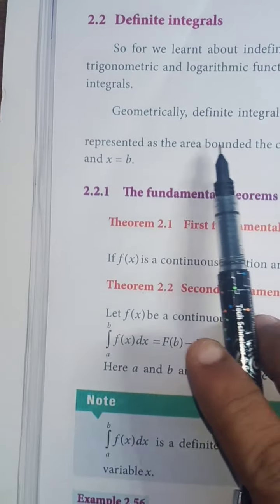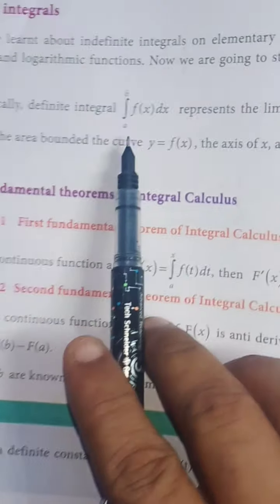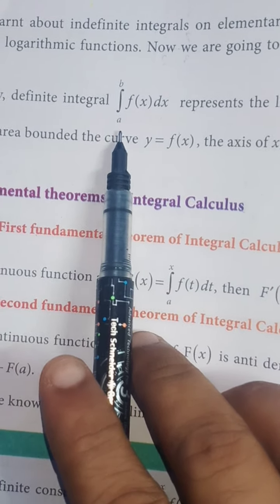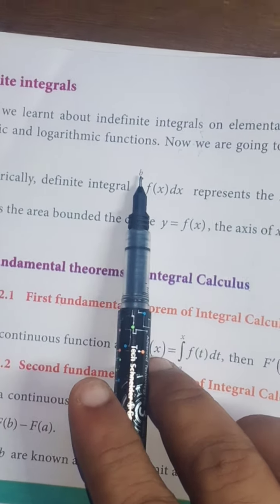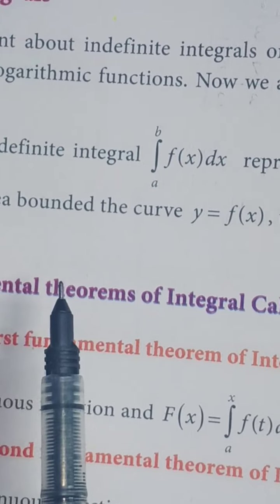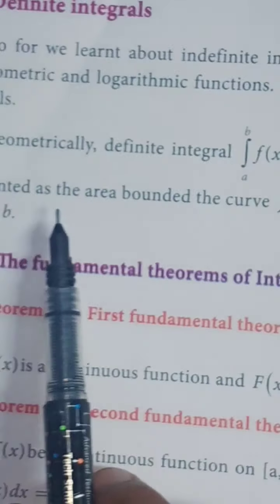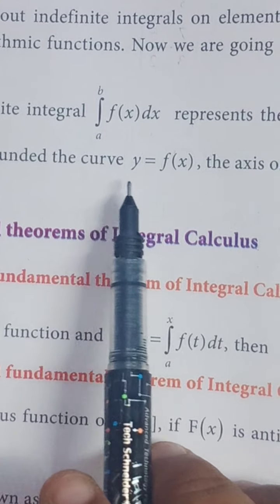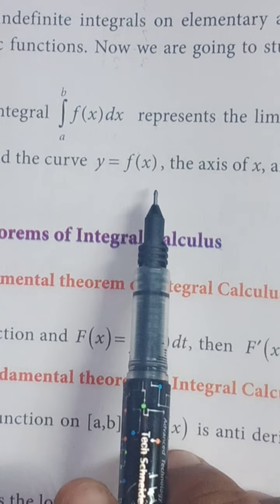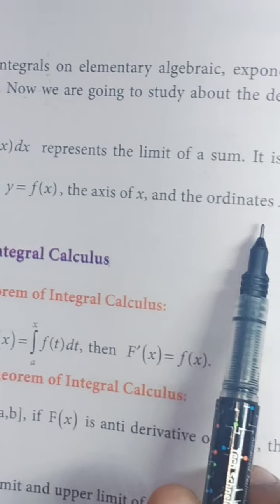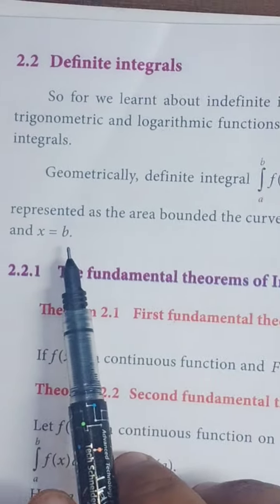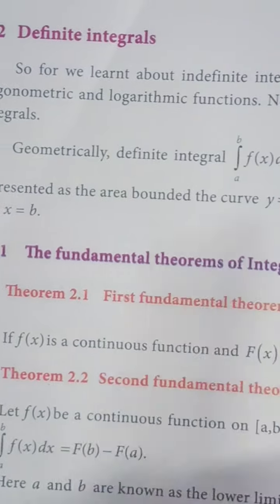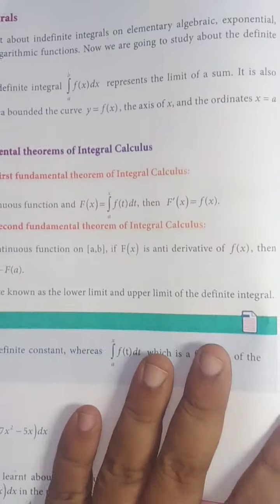Integrals of the type a to b, this is called the lower limit of the integral, and that one is the upper limit of the integral, f of x dx. It is also represented as the area bounded by the curve y equal to f of x between the ordinates x equals a and x equals b.